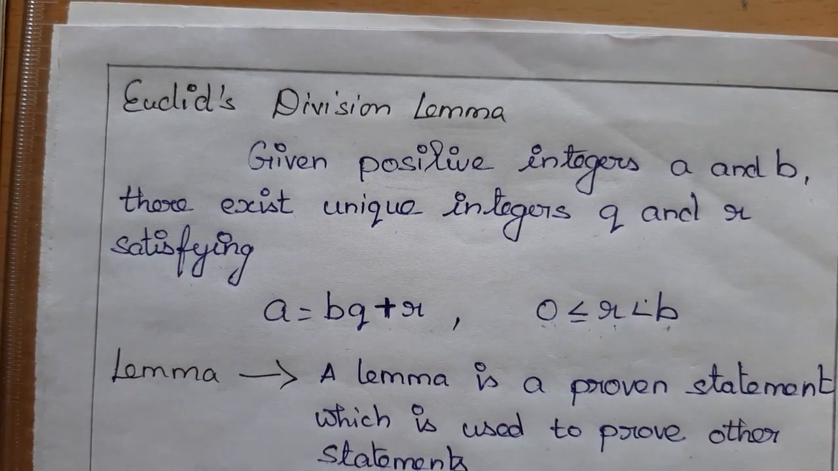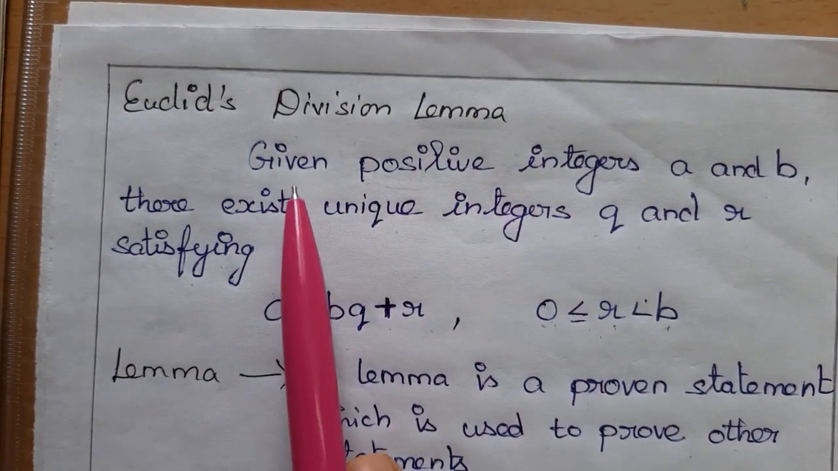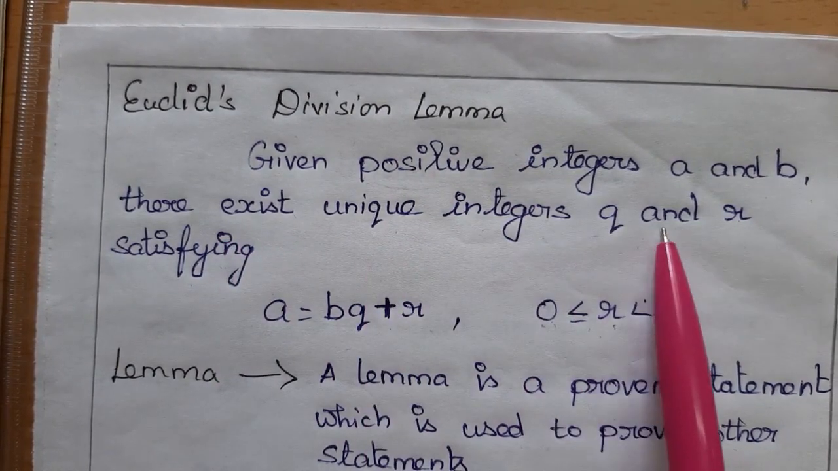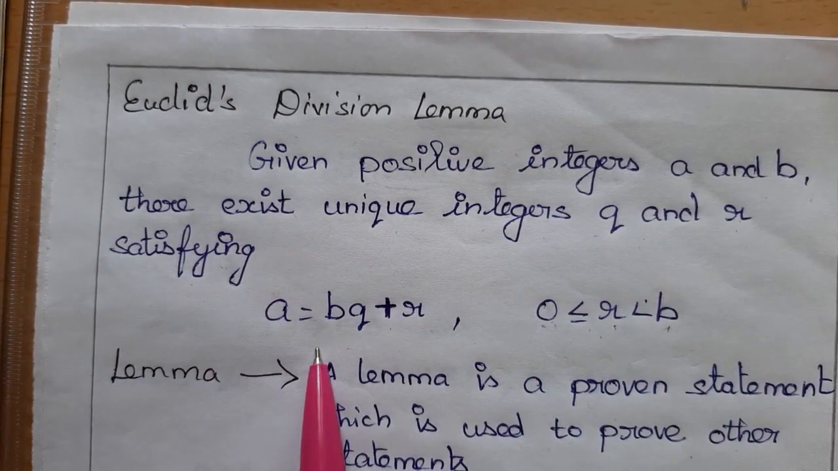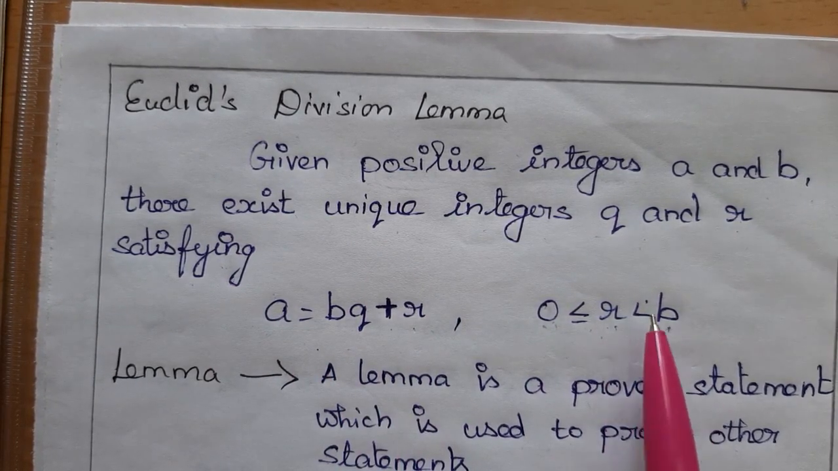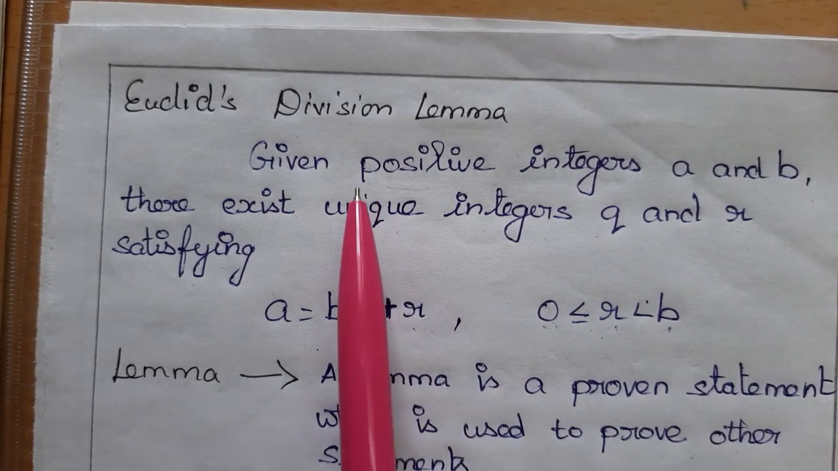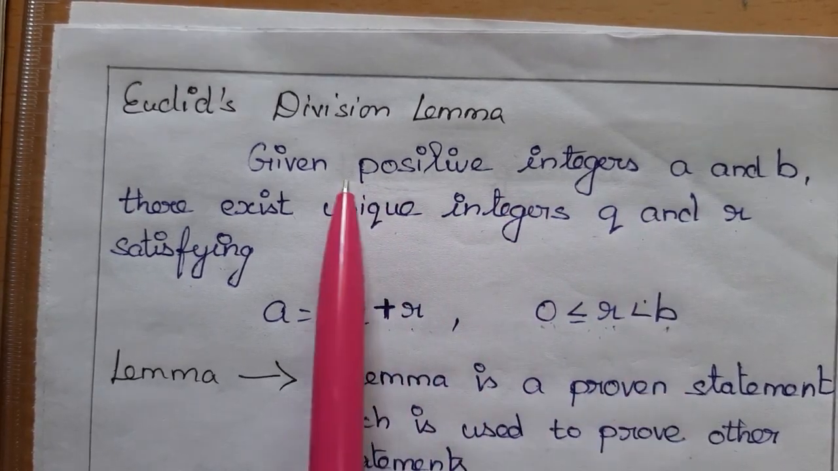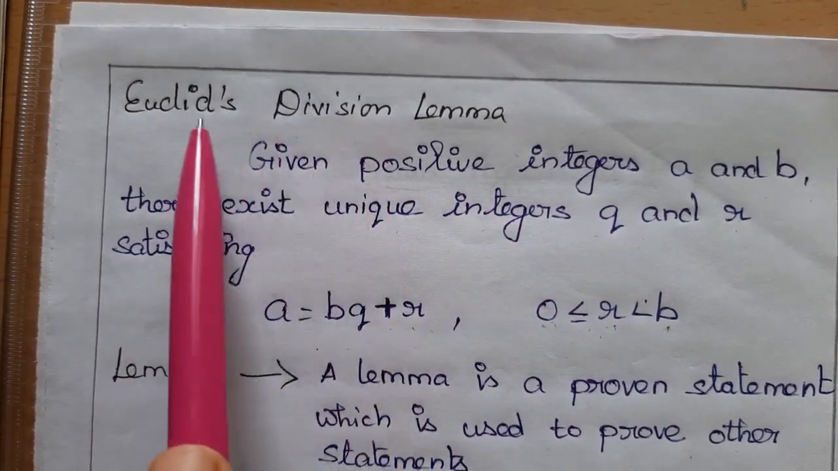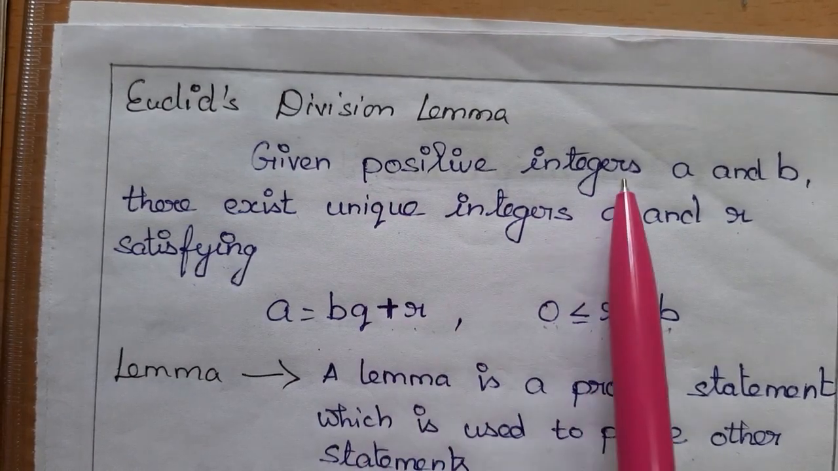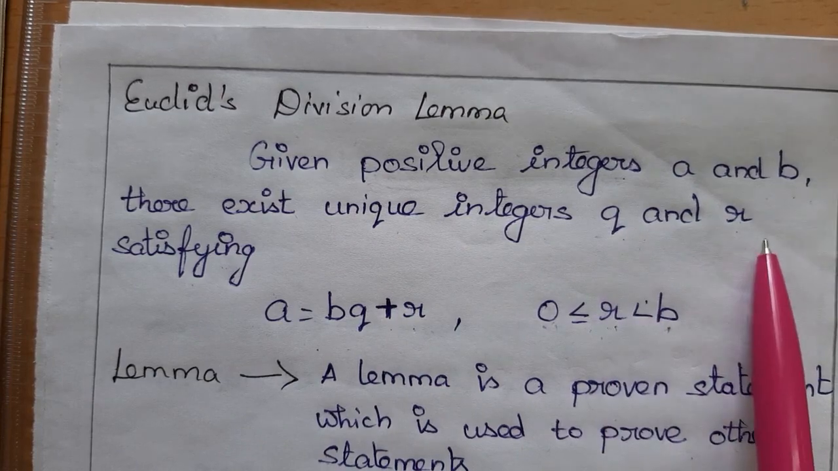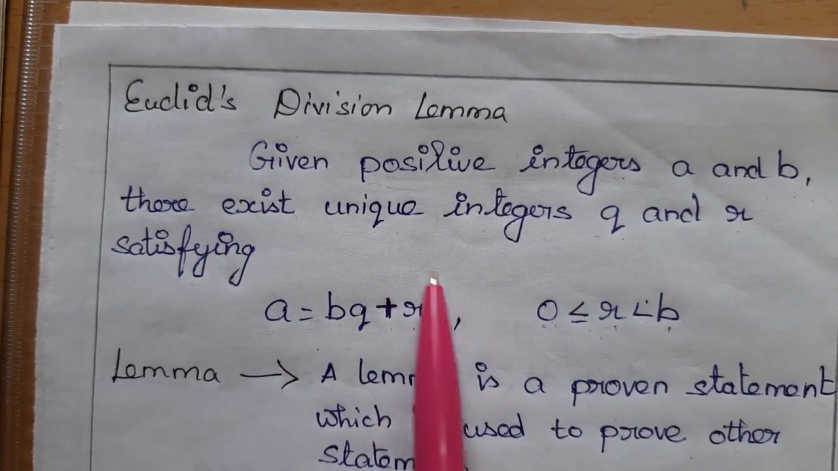Euclid's division lemma says that given positive integers a and b, there exist unique integers q and r satisfying the following: a is equal to bq plus r, where 0 is less than or equal to r, and r is less than b. So the lemma says given positive integers, so we are dealing only with positive integers. When we say Euclid's division lemma, it involves only the positive integers a and b. Then there exist unique integers q and r satisfying the following relationship.